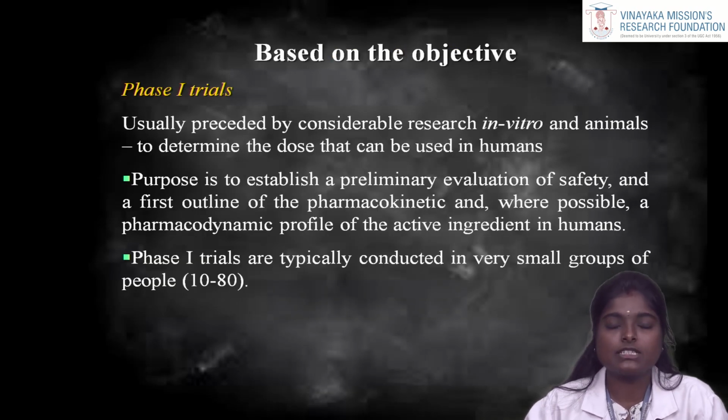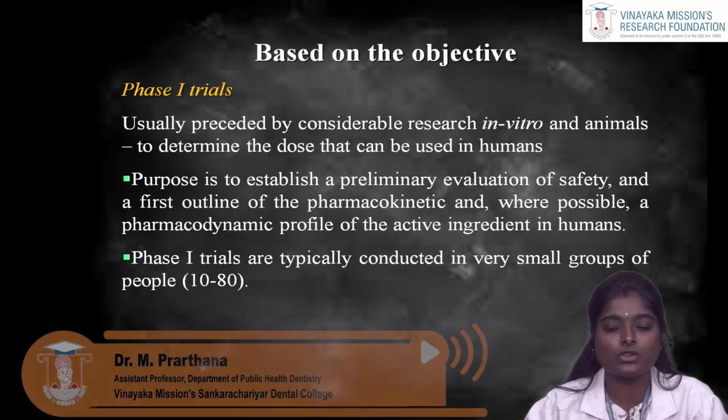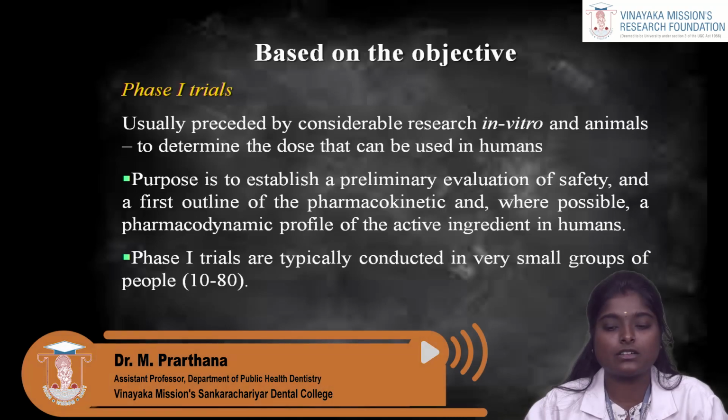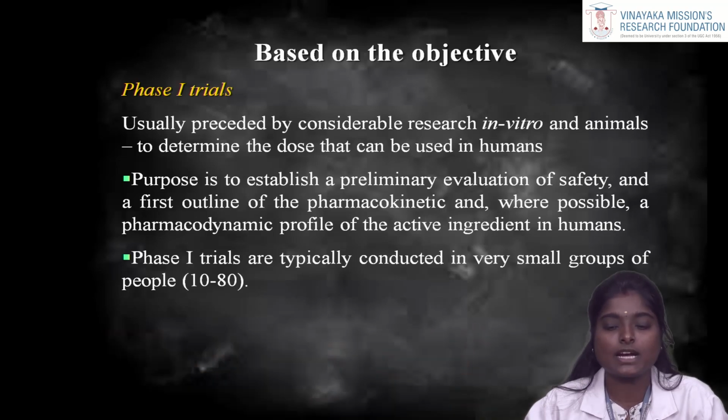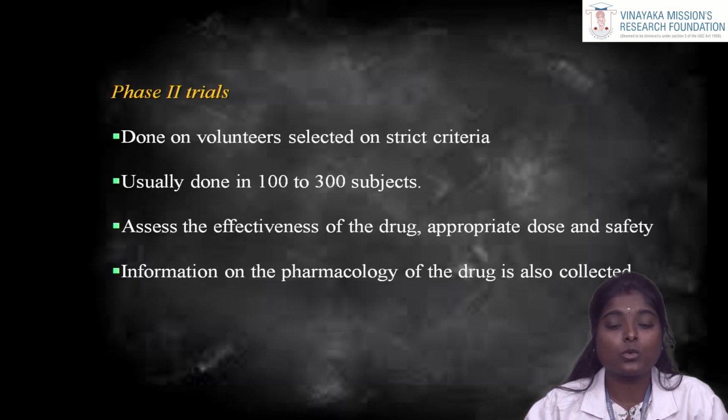Based on the objective, the clinical trial is again divided into 4 types. First, phase 1 trial. It is usually preceded by considerable in vitro or animal research. The purpose is to establish a preliminary evaluation of safety and first line outline of pharmaceutical or pharmacokinetic and where possible a pharmacodynamic profile of active ingredients in human. So phase 1 trials are typically in very small groups, and phase 2 trial, it is done on volunteers selected on strict criteria, usually done in 100 to 300 subjects, and it assesses the effectiveness of the drug and appropriate dose safety.